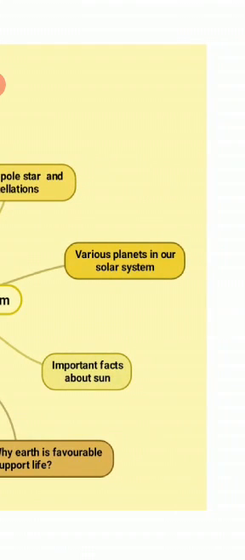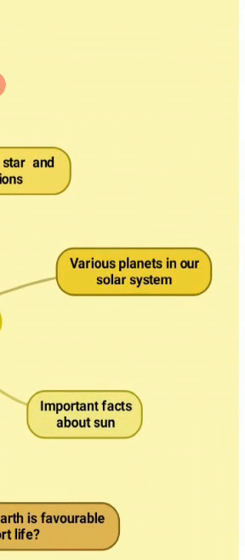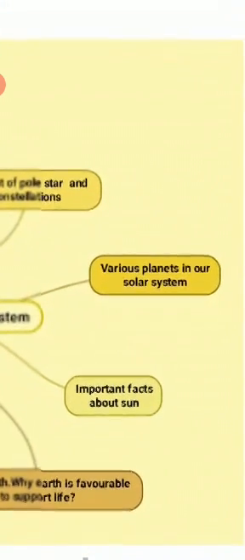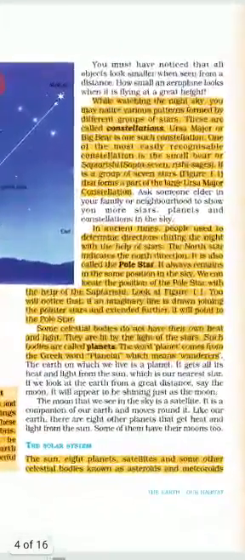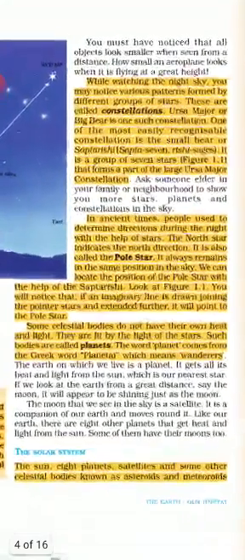Now, in this lecture, we will discuss different planets in our solar system. As you all know, there are 8 planets in our solar system. We will discuss it in detail. Now, firstly, we will discuss the meaning of planets. It is on your page number 2.